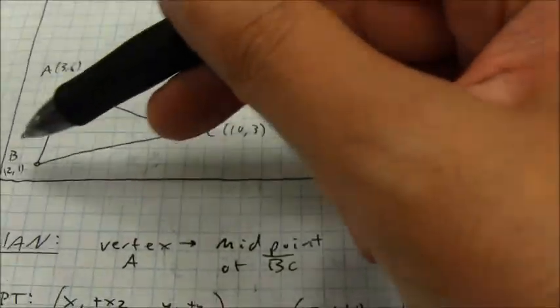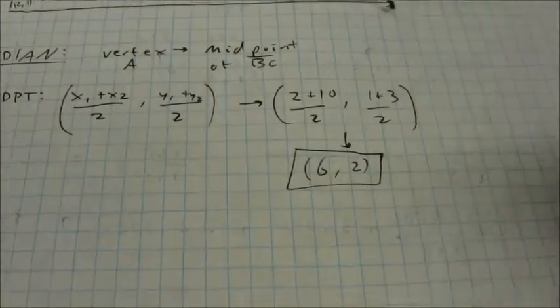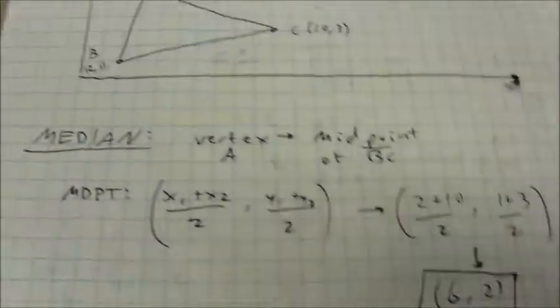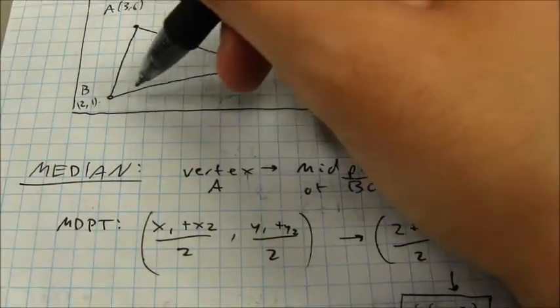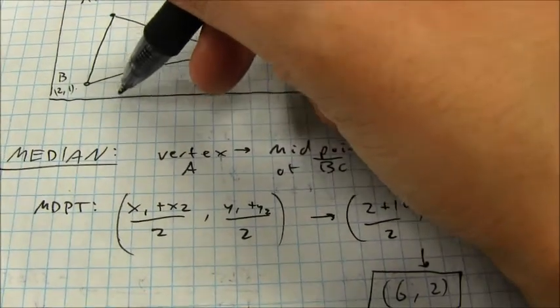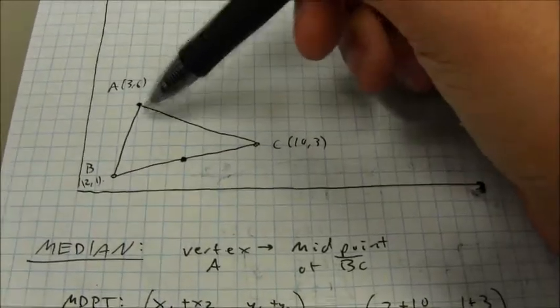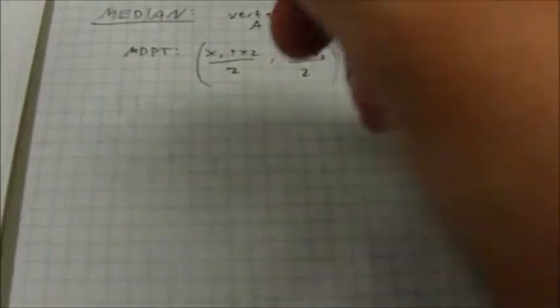Never hurts to go back to your graph and check, but if you go over to 6, 2, it's going to be that point right there, and that would be, in fact, the midpoint. So on my graph, I know that that median is going to pass through that point right there. So the median is going to be this line segment. It's going to pass through the point 3, 6, which is the vertex, and it's going to pass through the point 6, 2. So it's going to go from 3, 6 through 6, 2.